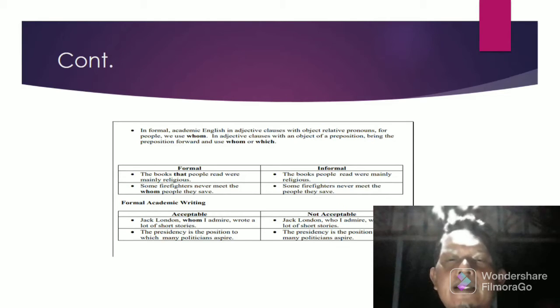Look at the example. In the formal, we have the books that people read were mainly religious, while in the informal, the books people read were mainly religious. We omit or we leave out the relative pronoun. While in the next example, in the formal, some firefighters never meet the people whom they save; in the informal, some firefighters never meet the people they save.